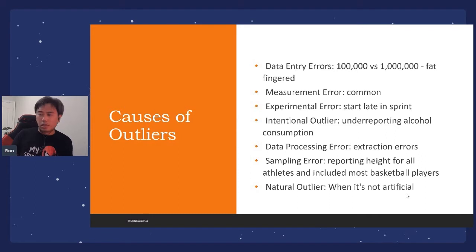Sampling errors: this one relates to reporting heights for all athletes, for example, and then most of your data set is basketball players, so that would skew it. And of course, a natural outlier is when it's not artificial, not man-made.